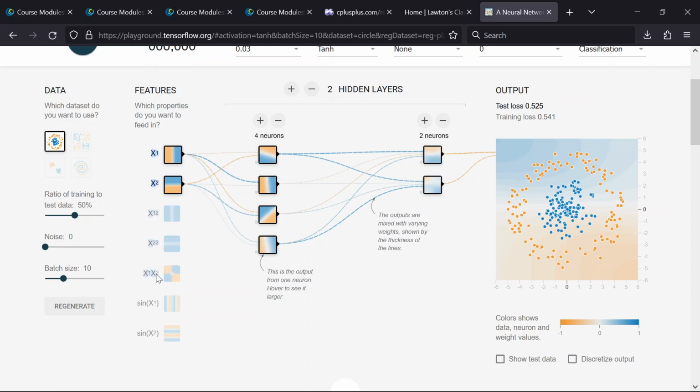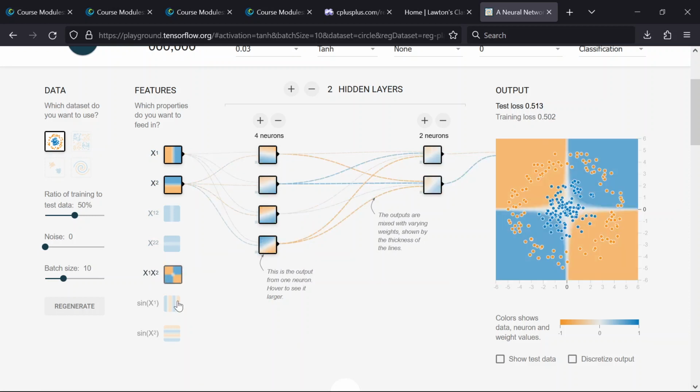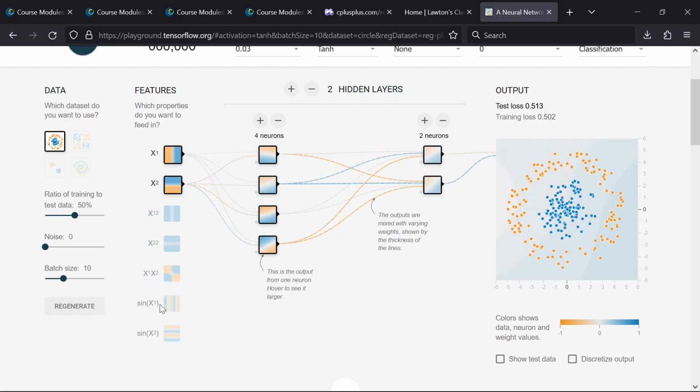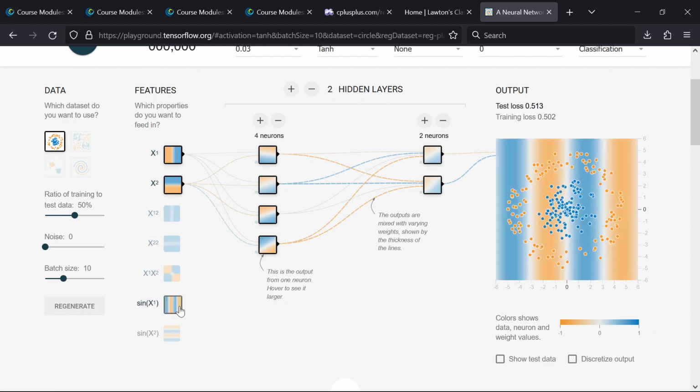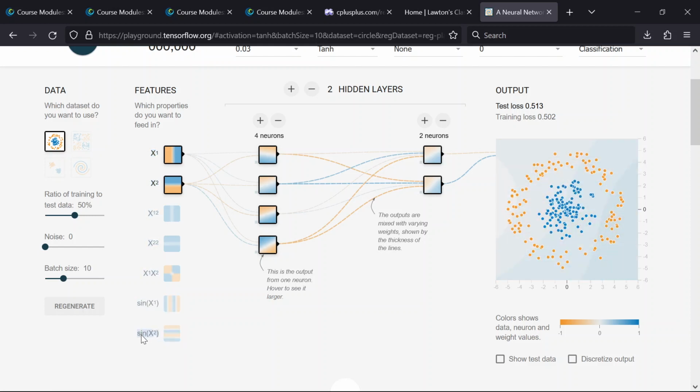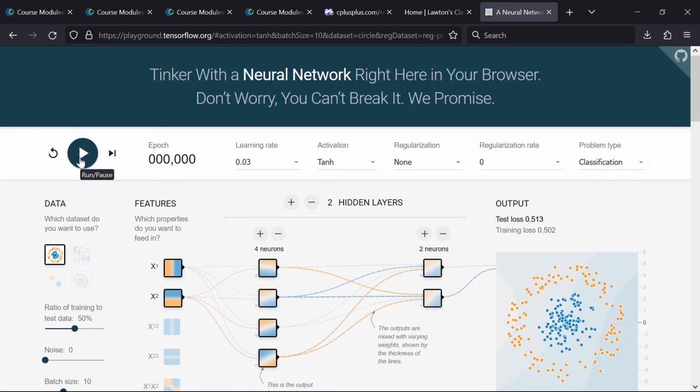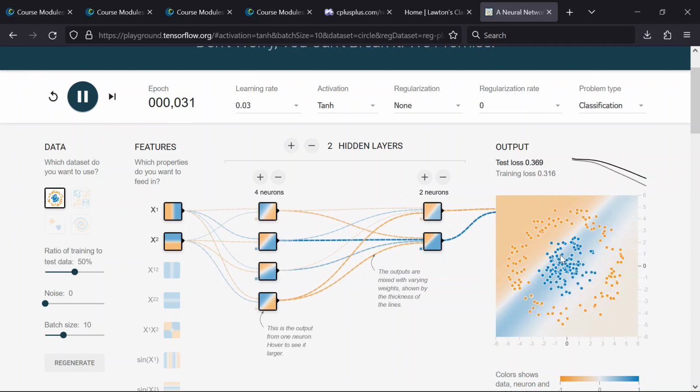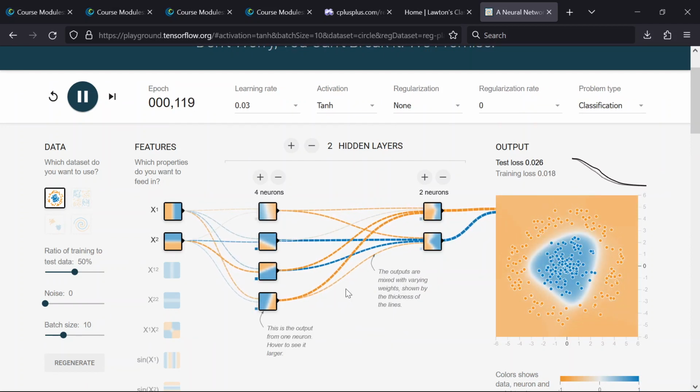This is x1 times x2. If you wanted that as part of your neural network as an input, you just click it to highlight it. Here's the sine of the x coordinate. That could be part of your input. And here's the sine of your y coordinate. And here's a bunch of neurons. If you press play, its job is to try to learn the difference between orange and blue dots using your inputs, and it's going to learn weird things.